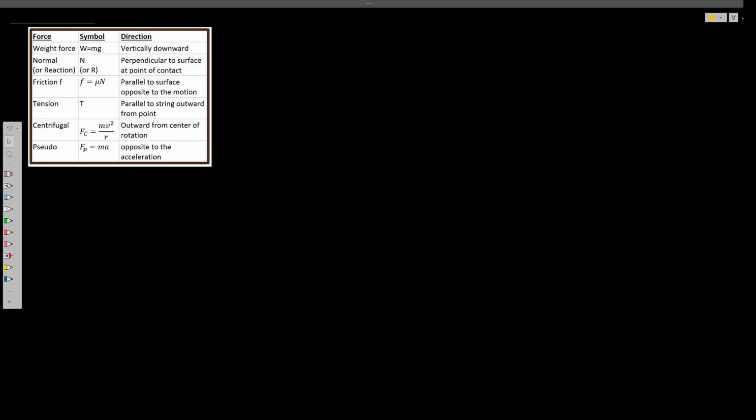Today's topic is free body diagram. So the very first step of drawing a free body diagram is to identify the forces and their directions. Let's see. The first force is weight force, always vertically downward.